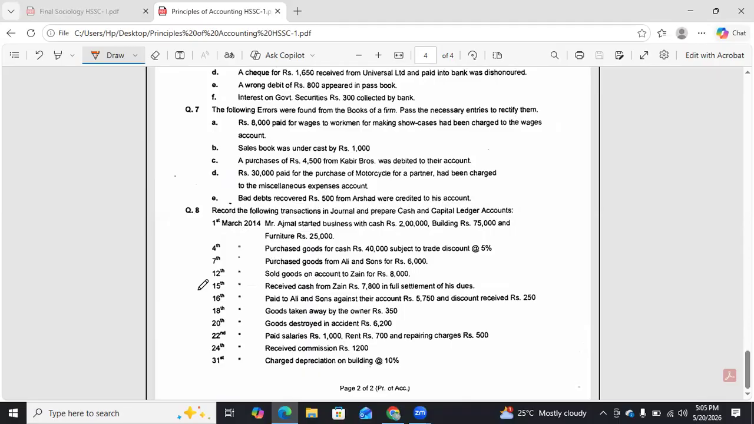Question number 8 is: record the following transactions in journal and prepare cash and capital ledger accounts. On 1st March 2014, Mr. Ajmal started business with cash rupees 200,000, building rupees 75,000, and furniture rupees 25,000. So these are the particulars. On 4th March, purchased goods for this amount. You have to record the transactions in journal and prepare cash and capital ledger.